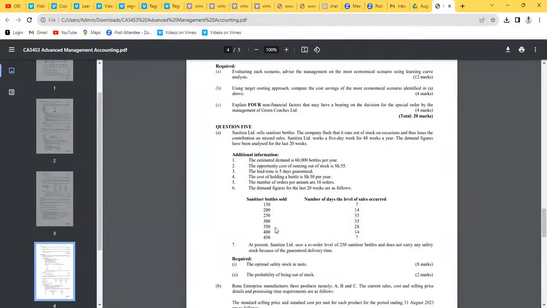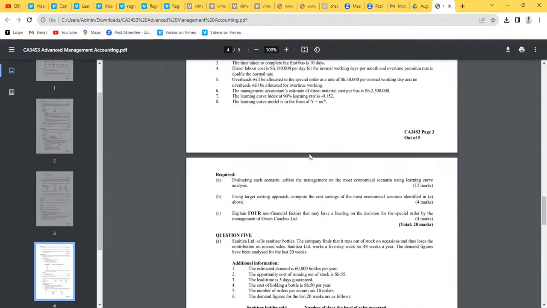Required: evaluate each scenario, and advise the management on the most economical scenario using learning curve analysis. Using target costing approach, compute the cost saving of the most economical scenario identified in A above.